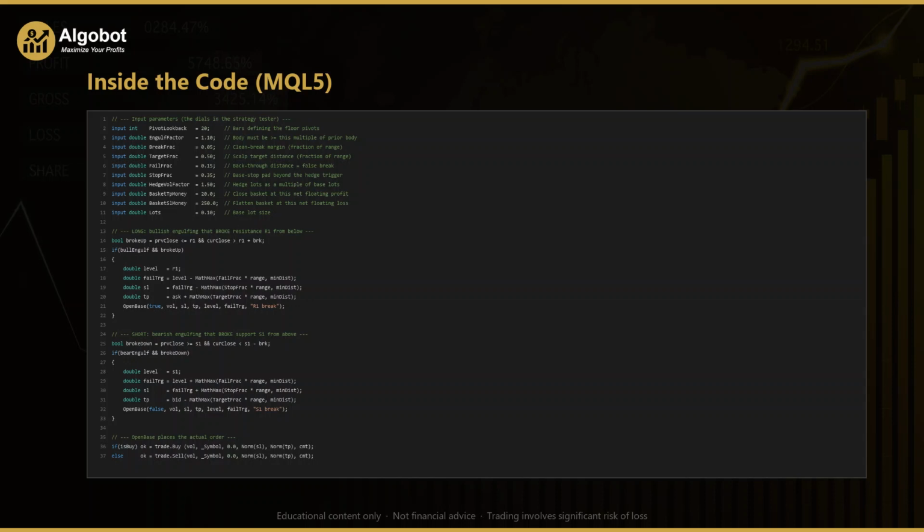Now the long block. The Boolean breakup checks two things: that the prior close was at or below resistance 1, and that the current close is above resistance 1 plus the break margin. When that's true and a bullish engulfing has formed, the code sets the level to resistance 1, computes the fail trigger just below it, places the stop beyond that trigger, and sets the take profit a target fraction above the ask. It then calls open base, which places the trade dot by order you see at the bottom.